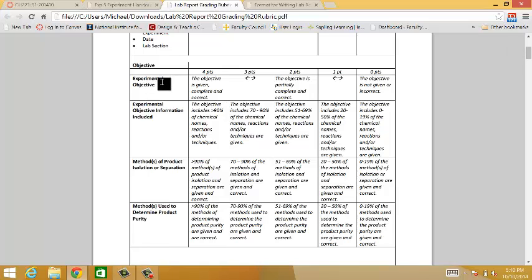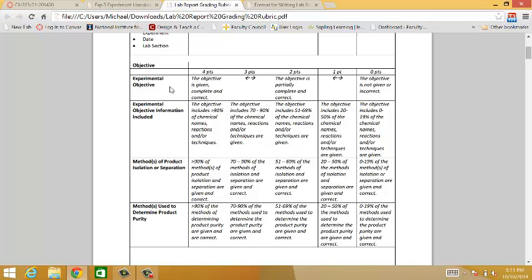First of all, you should have a statement about what the objective of the experiment is. And you'll be graded on whether it's complete, whether it's only partially complete, or whether it's totally wrong or not there. So think about, for the cloves experiment, what was the objective? Seems to me as if we isolated the essential oils from cloves.